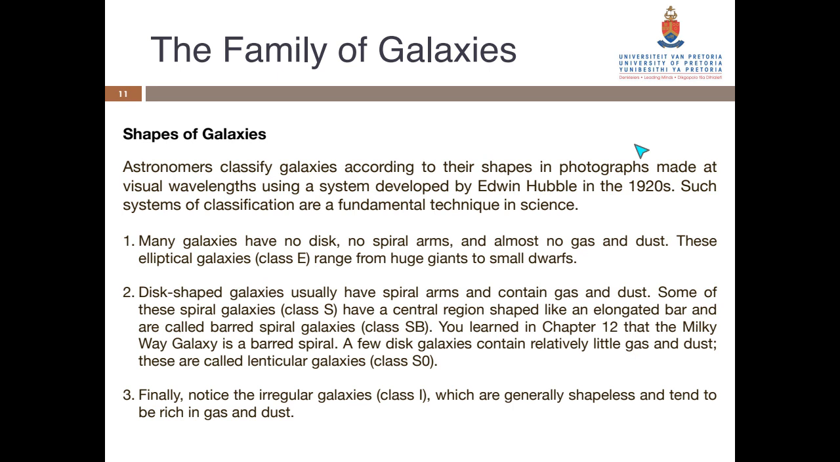So you learned in chapter 12 that the Milky Way is a barred spiral galaxy. And a few of these galaxies contain relatively little gas and dust, and these are lenticular galaxies. Lenticulars are classified as S0. And then finally, note the irregular galaxies, class I, which are generally shapeless and tend to be rich in gas and dust.